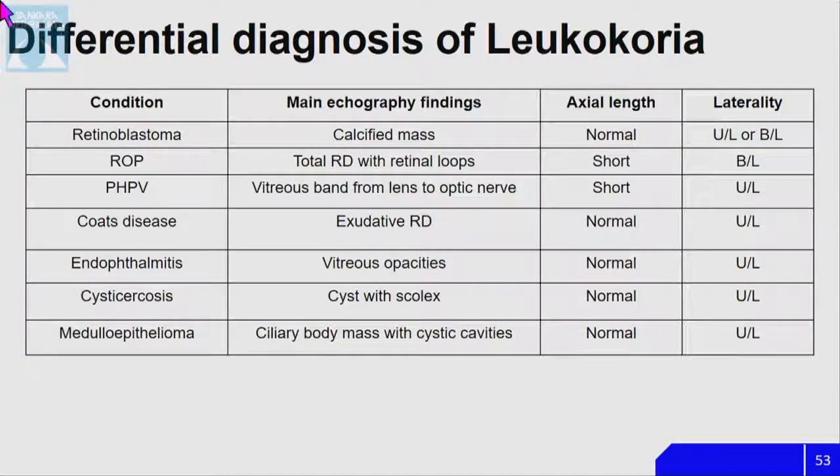So this is the differential diagnosis of leukokoria on ultrasound. Usually retinoblastoma has a normal axial length. It can be reduced in ROP, retinopathy of prematurity, and PHPV. In Coats disease, it can be normal. PHPV and Coats disease are unilateral diseases, and ROP is usually bilateral. In ROP, we see total RD with anterior retinal loopings. In PHPV, we see a vitreous band extending from lens to optic nerve. And in Coats disease, we see exudative RD.